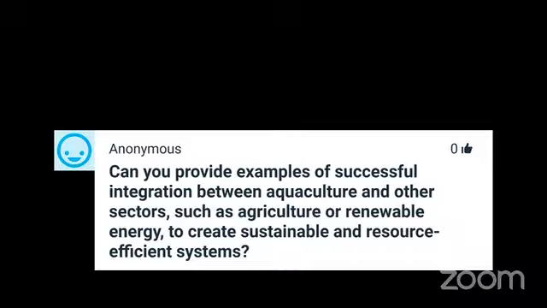Okay. Can you provide examples of successful integration between aquaculture and other sectors such as agriculture or renewable energy to create sustainable and resource efficient systems?